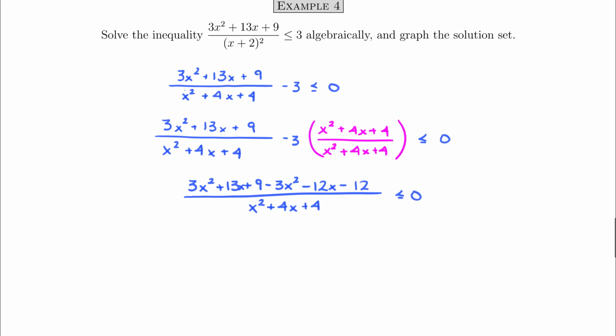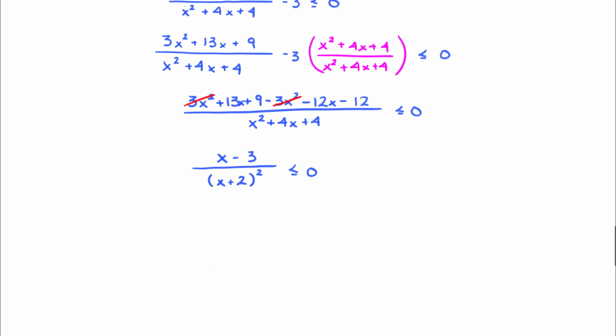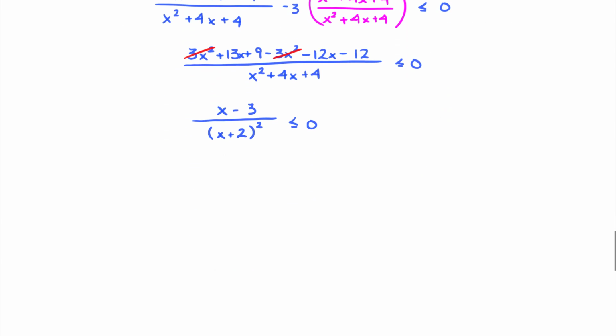Still looking at this being less than or equal to 0. The 3x squareds will cancel. And what we're left with when we combine like terms in the numerator is x minus 3. And rather than write out that trinomial denominator, I'm going to go back to its factored form because that will make it easier to find critical values here in a second. And there's our reduced form of the rational inequality that we began with.